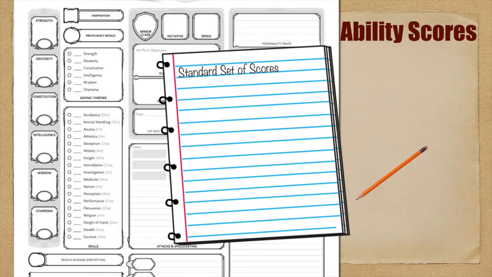One of them is called the standard set of scores, and you can find this in the player's handbook, and that's a score of 15, 14, 13, 12, 10, and 8. Obviously being that the higher the number, the better you are at this ability. So if you wanted a very strong character, you'd put your 15 in strength. If you wanted a very intelligent character, you'd put your 15 in intelligence, and so on, and you'd figure it out from there. The other way to do it is called the 27-point buy.